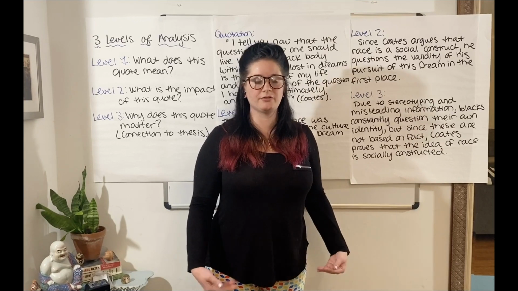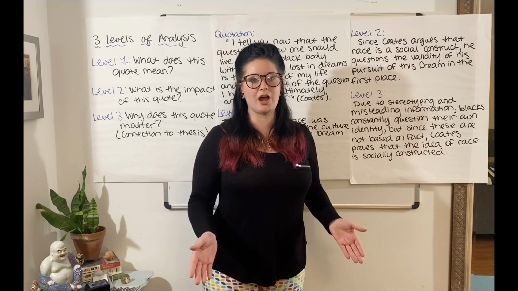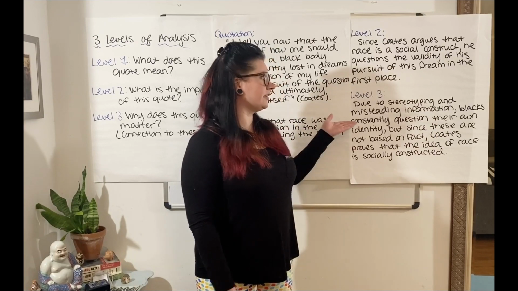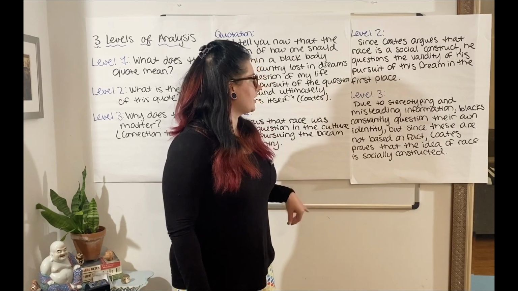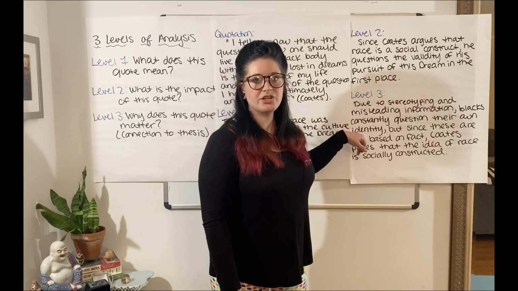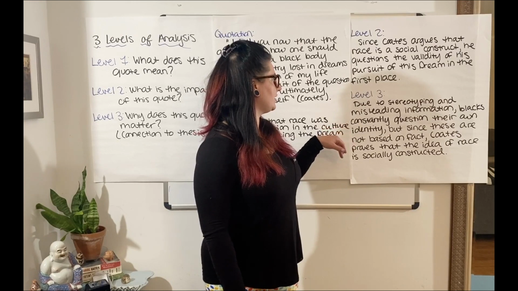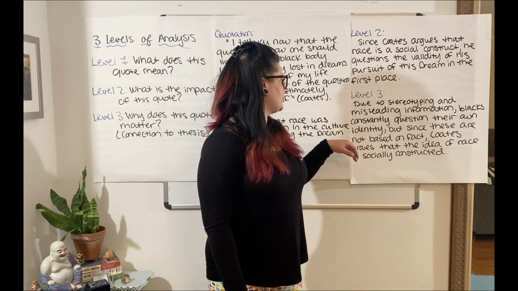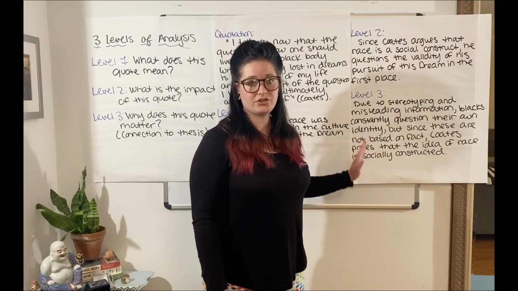And remember, for formative writing task 1, you were explaining whether or not Coates does a good job of arguing that race is a social construct. So somewhere in the level 3 analysis, she should mention the idea of race being a social construct. So again, she starts with another subordinating conjunction to make a complex sentence. She says, "Due to stereotyping and misleading information, Blacks constantly question their own identity. But since these are not based on fact, Coates proves that the idea of race is socially constructed."